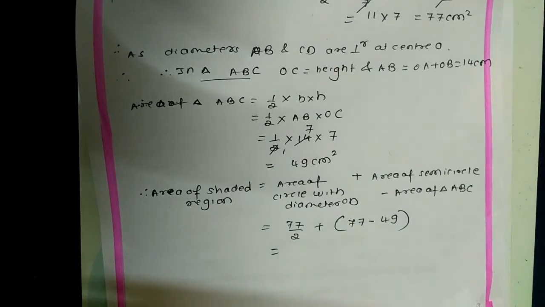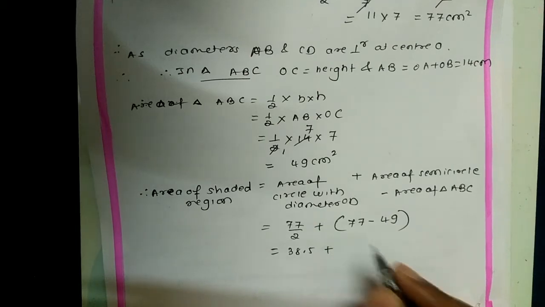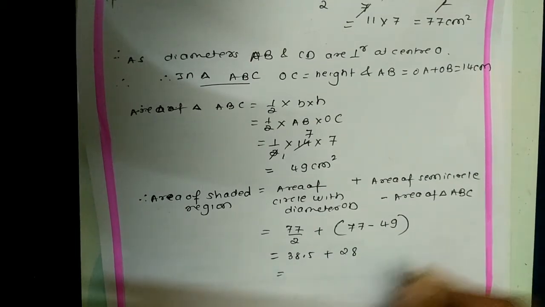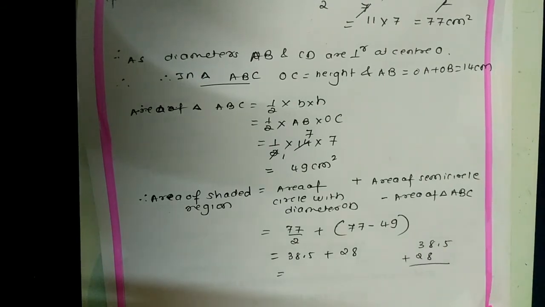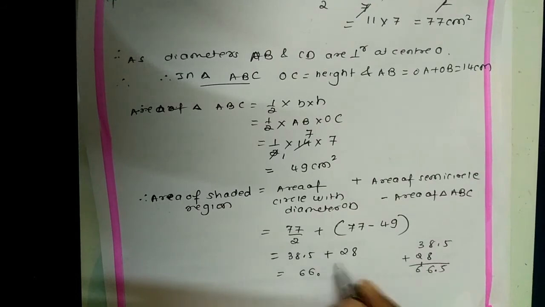77 divided by 2, this we get as 38.5, plus 77 minus 49, this you will get as 28. Then add them, 38.5 and 28. So this is 5, 8 at 16, 1, and here 6, and put the point here. So the final area of the shaded region is 66.5 centimeter square.